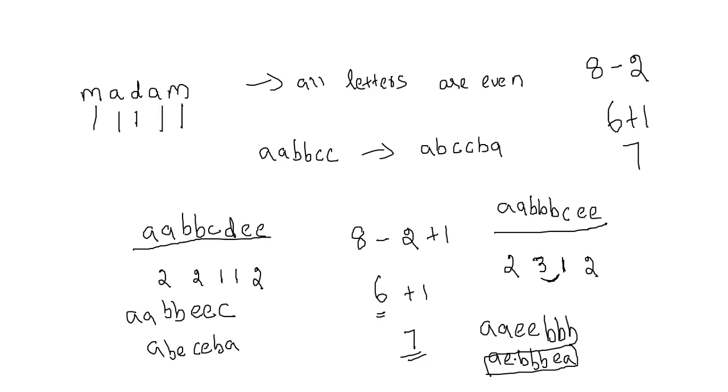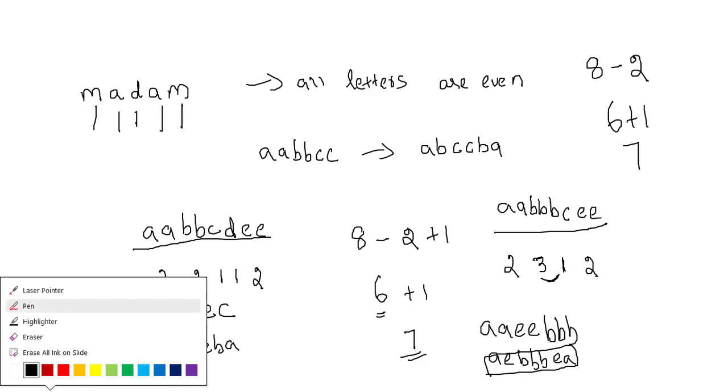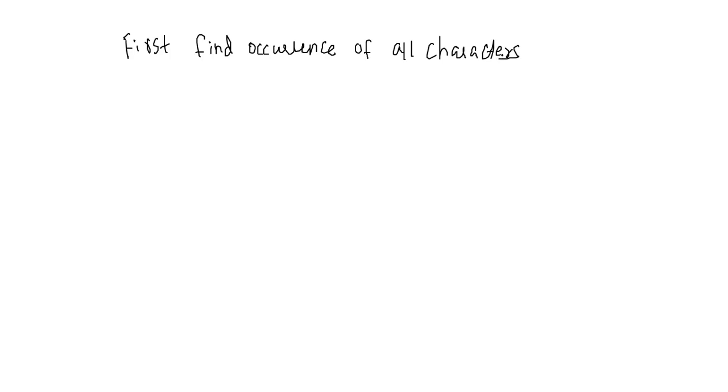So the logic is pretty simple. First, I have to find the occurrence of all characters. That is the first thing I have to do. After finding the occurrence of all the characters, next I have to find how many occurrences are odd occurrences. Then count the number of odd occurrences.